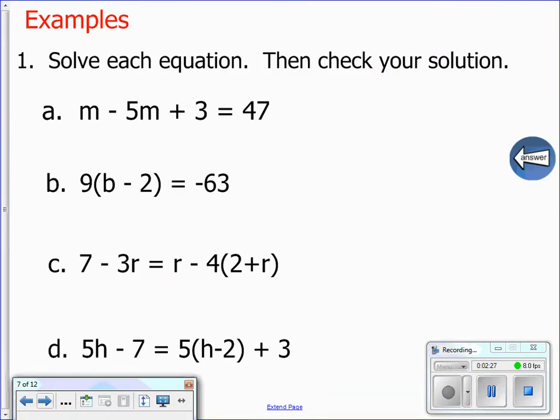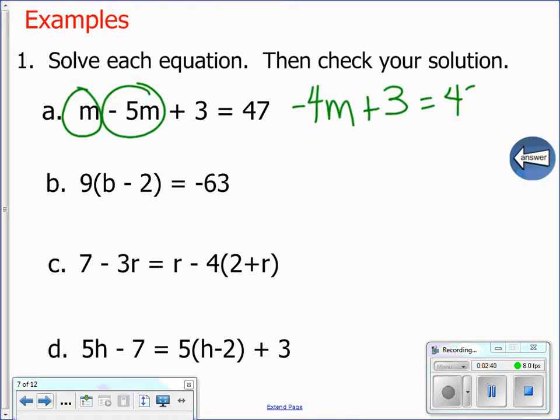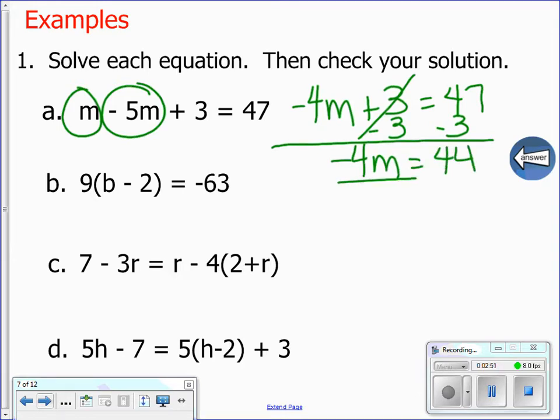All right, some examples. My first step here will be combining like terms. So m and negative 5m is negative 4m plus 3 equals 47. I subtract 3 from both sides. That equals 0. I get negative 4m equals 44. I divide both sides by negative 4. That is 1, so m equals negative 11.